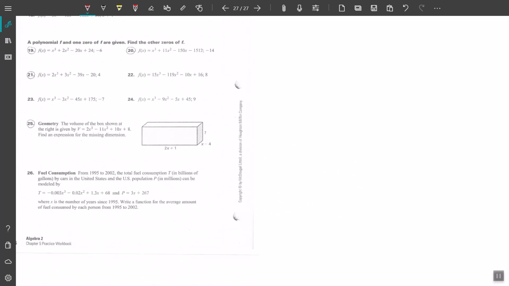All right, in 19, the directions change a tiny bit. Actually, the directions don't change really. What changes is the way they present the information. So they give you a polynomial. They tell you that instead of telling you one of the factors of that polynomial, they tell you one of the zeros of the polynomial and ask you to find the other 0.